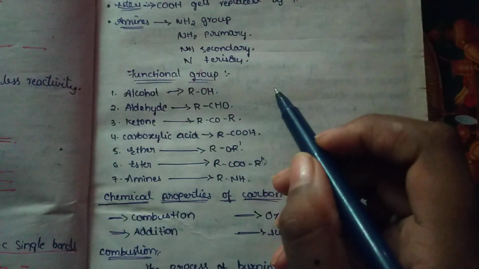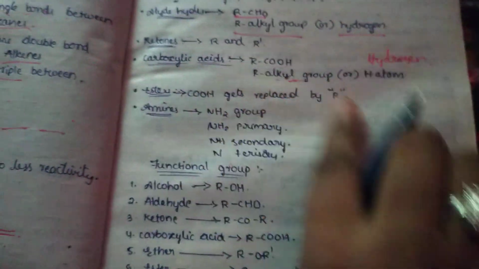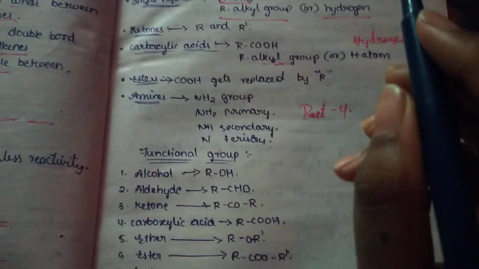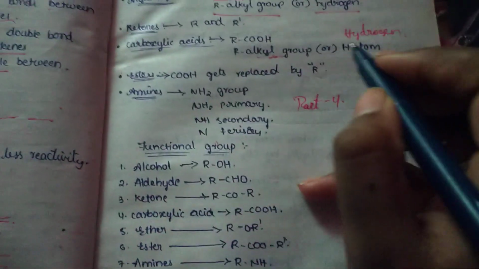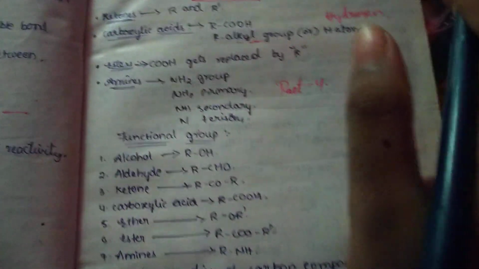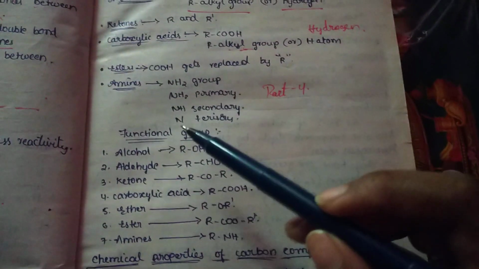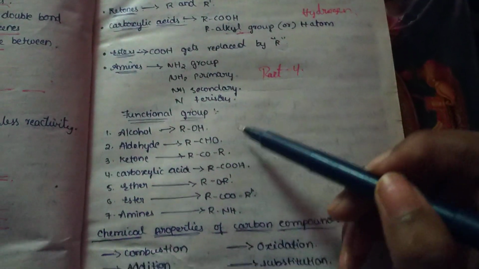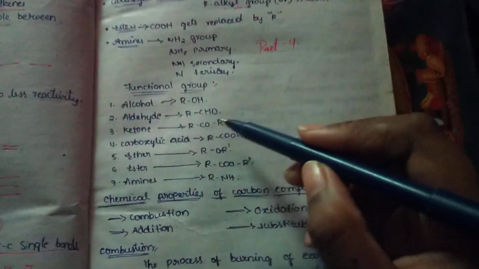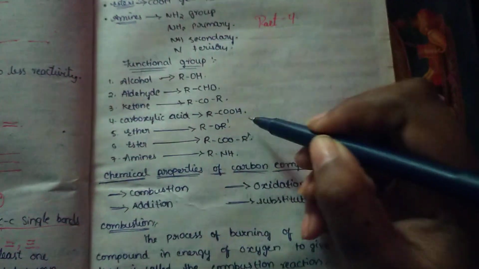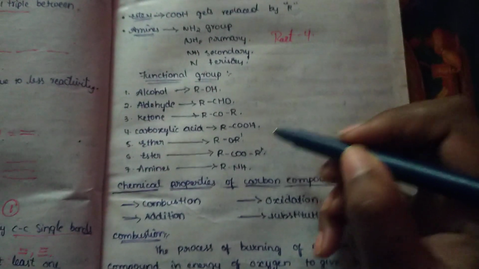See guys, it's very simple. In the next video, in part 4, I'll explain the preference of the functional group and how we can balance the carbon compound equations. Okay guys, next, coming to the next topic, functional groups. Alcohol ROH, aldehyde RCHO, ketone RCOR, carboxyl RCOOH, ether ROR, ester RCOOR, amine RNH.